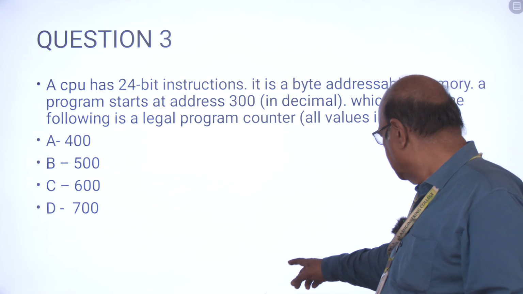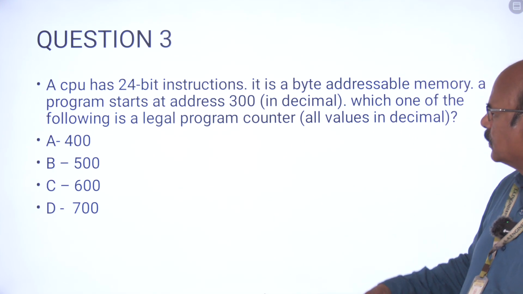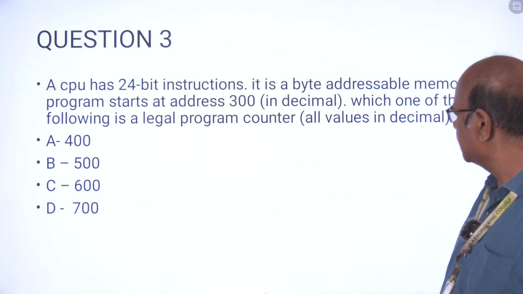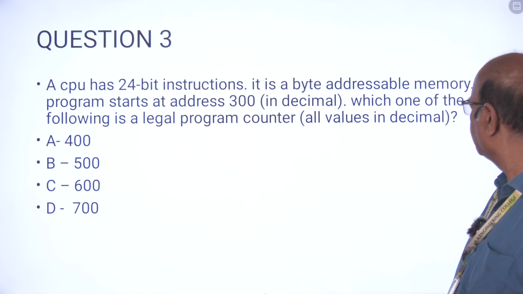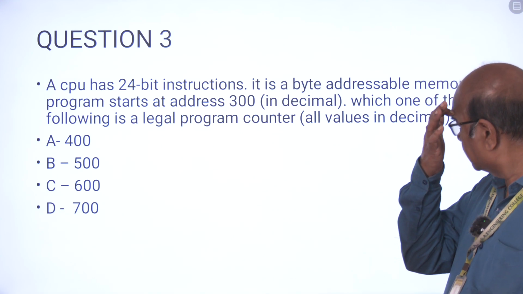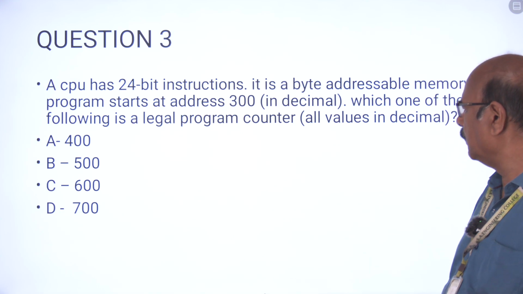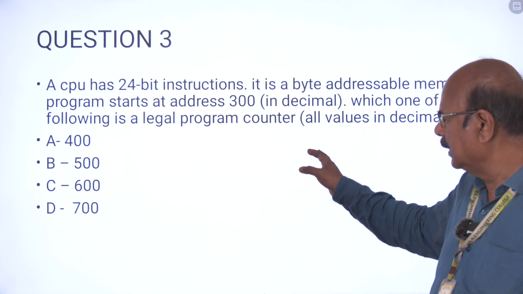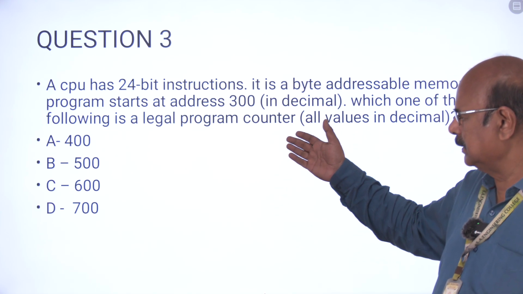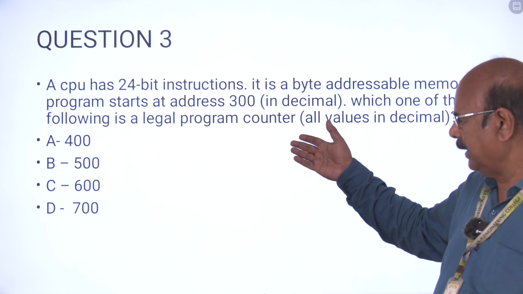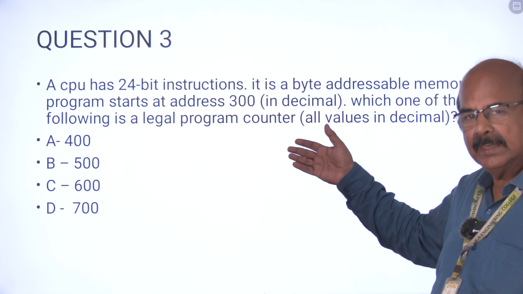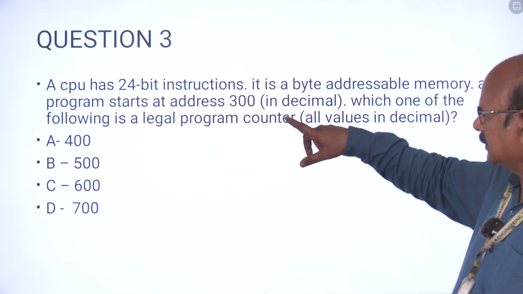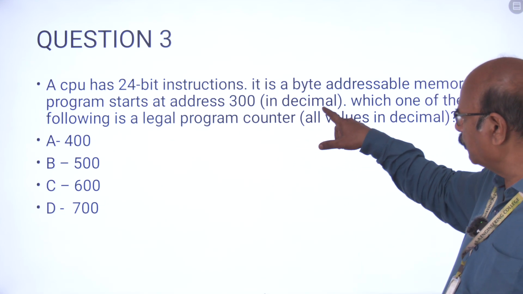So the next one is question 3. A CPU has 24-bit instructions. It is a byte addressable memory. A program starts at the address 300 in decimal. Which one of the following is a legal program counter? All values will be in decimal. Option A is 400, option B is 500, option C is 600, and option D is 700. So the question is, the CPU has 24-bit instructions.